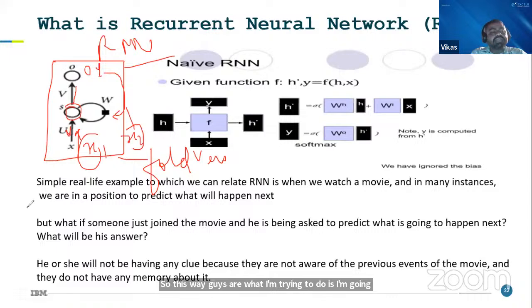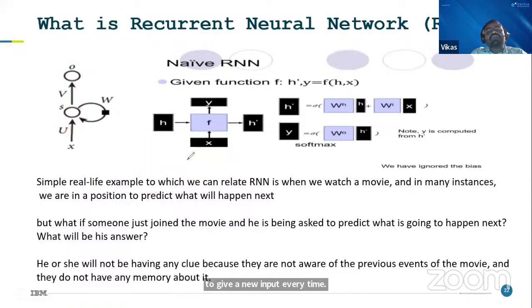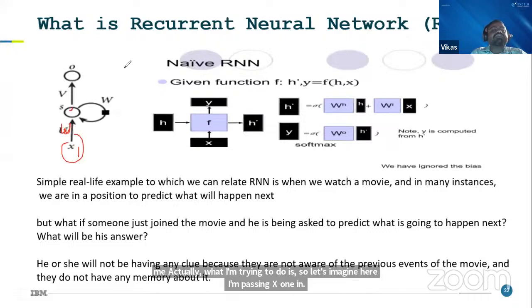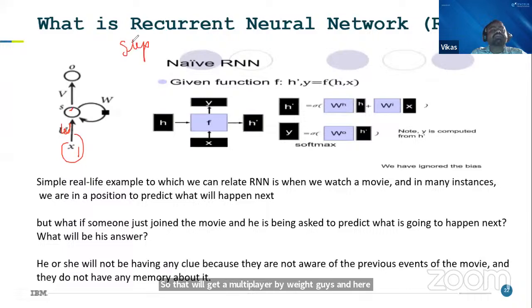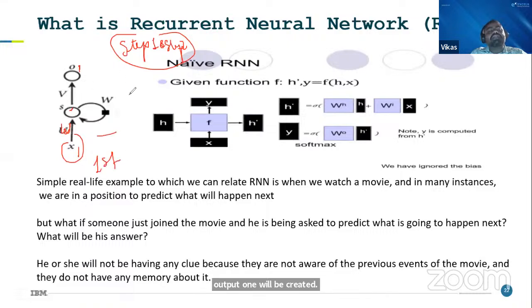Let me rub the things and write it in a proper way. Let's imagine I'm passing X1 input. It gets multiplied by weight, and the processing happens. That is a two-step process, step 1 and step 2, and after that output 1 will be created. This is what happens the first time. The same cell is there, but it is multiple iterations. The second time, it will take the next input. Now the same cell is there.